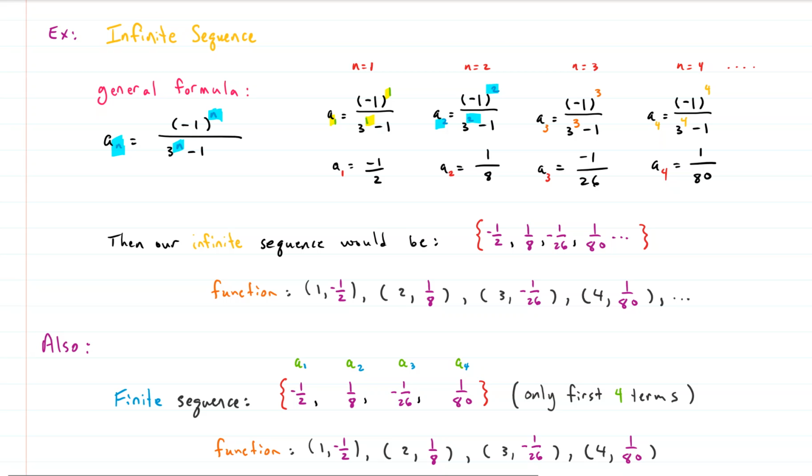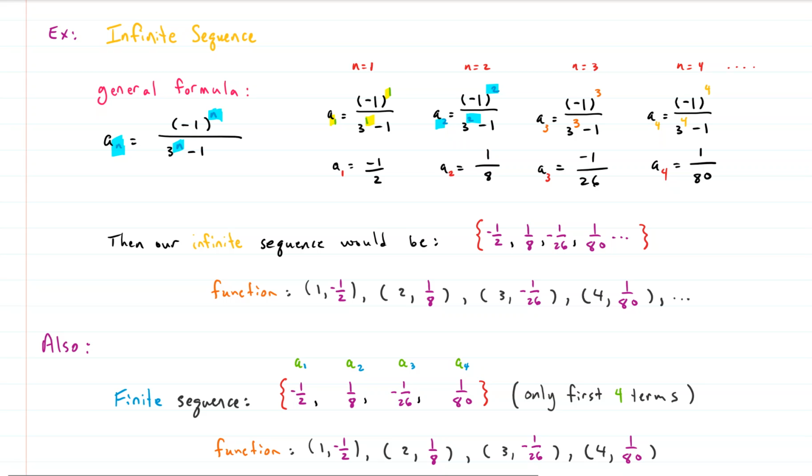And then after that, we just do the arithmetic. So once we've copied and pasted and changed the n's, we just simplify. So -1 to the first power is -1. That gives me -1 here. And then 3 to the 1 is 3. 3 minus 1 is 2. So I have -1/2. There's my first term, a sub 1. For a sub 2, we get -1 squared, which is +1. And then 3 squared minus 1 is 8. So I get 1/8.